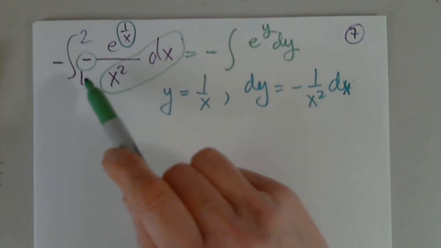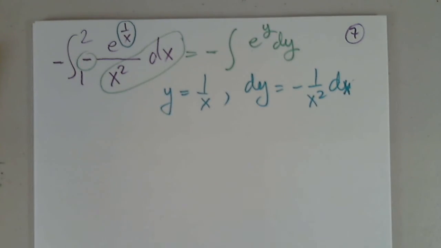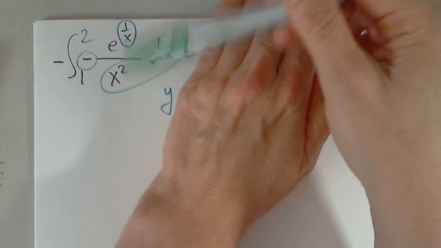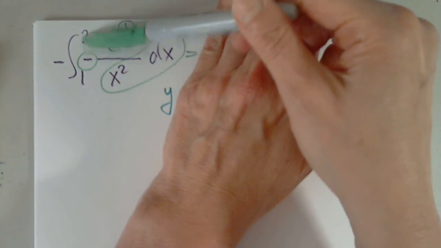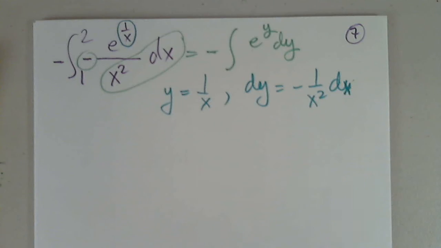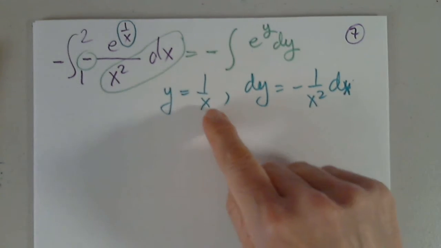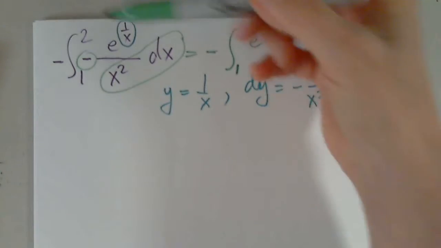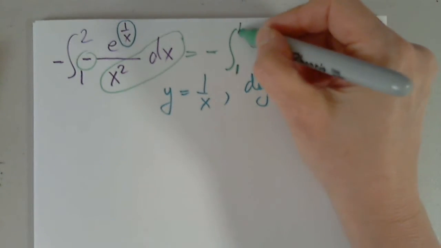Okay, I forgot to say, but I already checked in my mind, this function is undefined at 0. 0 is not between 1 and 2. So the function is continuous. So when x is 1, y is 1 as well. When x is 2, y is 1/2.